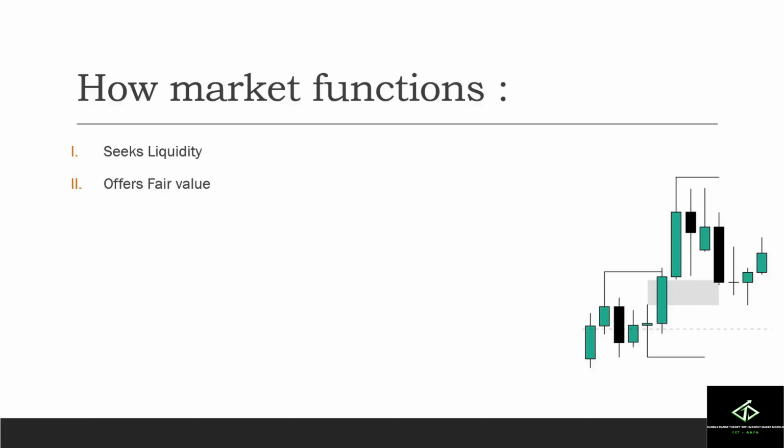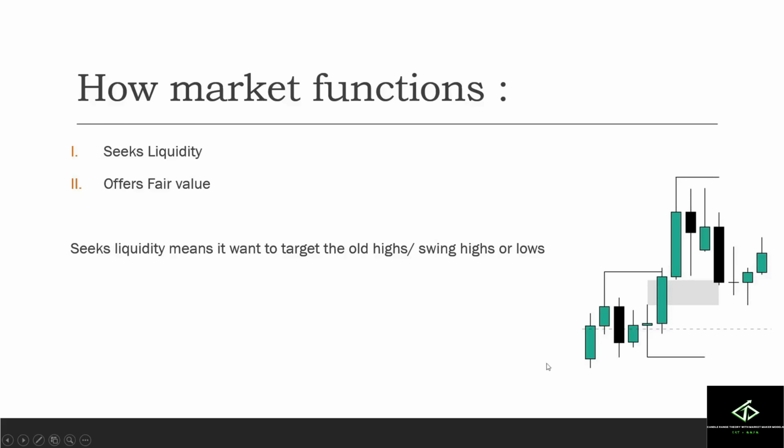So drawn liquidity is not giving you the direction. It is only giving us the indication of what are the possible places where we can look for the reversals, right? So now this thing we already covered. Seeks liquidity means it wants to target the old highs and old lows, and fair value means it wants to rebalance the gaps that were left behind the price, right? So it means it wants to fill the fair value gaps, right?